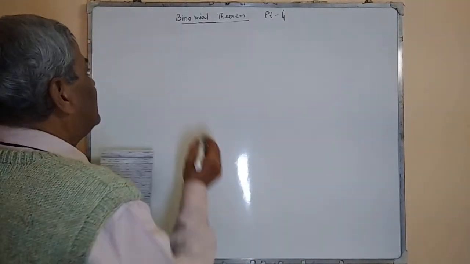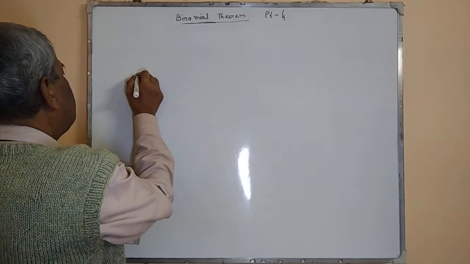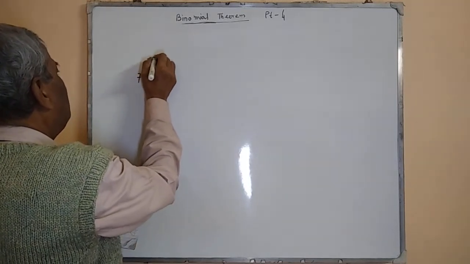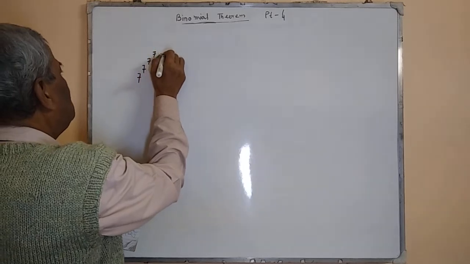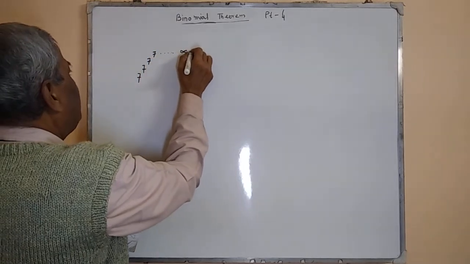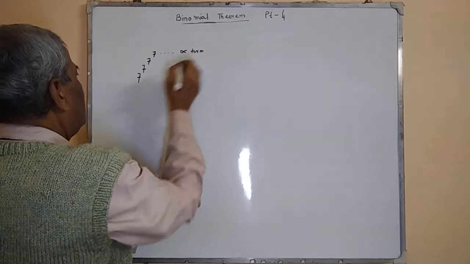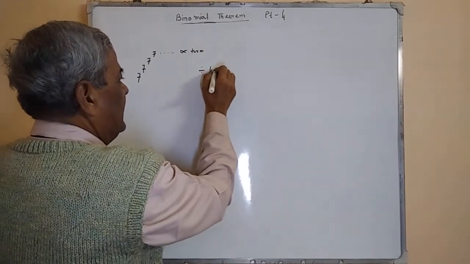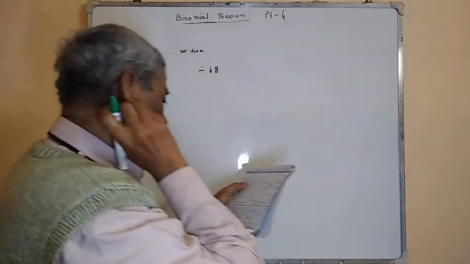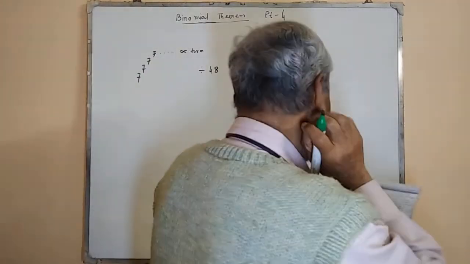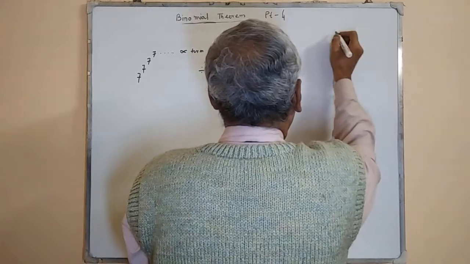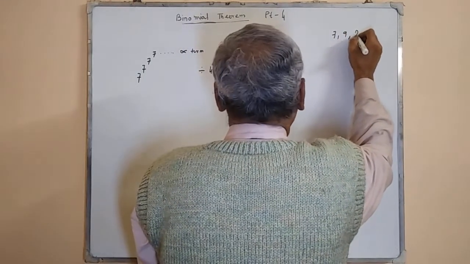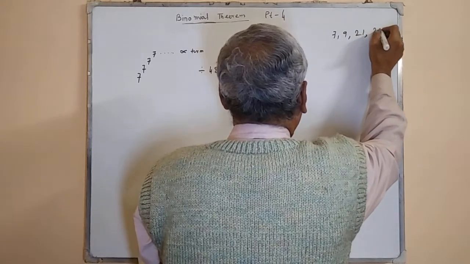Find the remainder when 7 to the power 7 to the power 7 to the power 7 this way up to infinite terms is divided by 48. Options are 7, 9, 21 and 22.